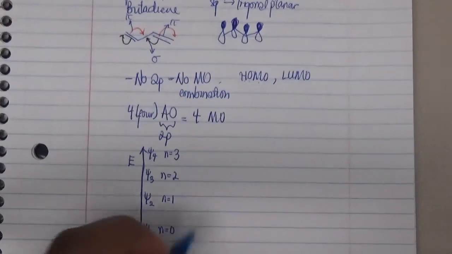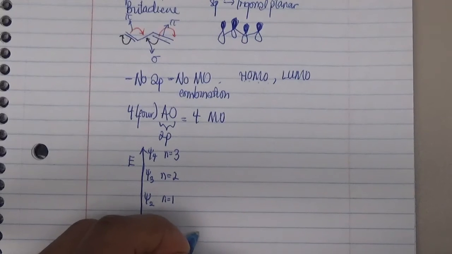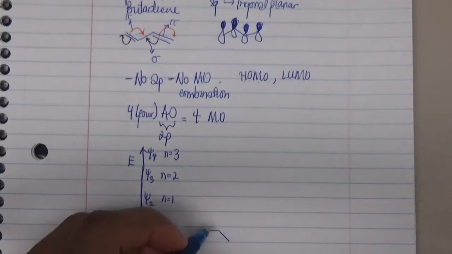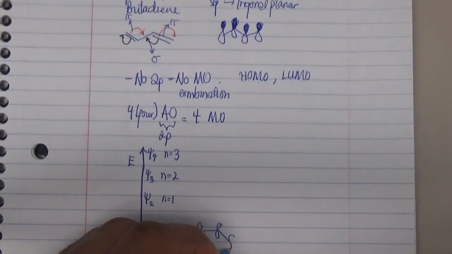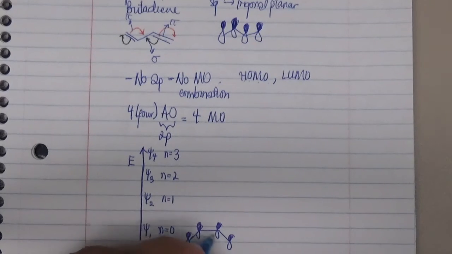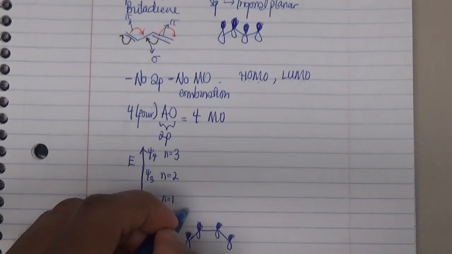Now, let's start first with the lowest point here. The lowest one, if I don't want to have any nodes, then I'll make all of them to be in phase with respect to each other, where I have to shade these all up, or I shade all this down and leave that all up. So in phase.